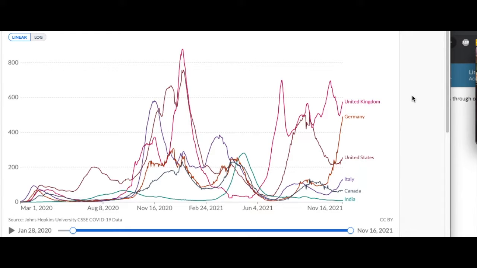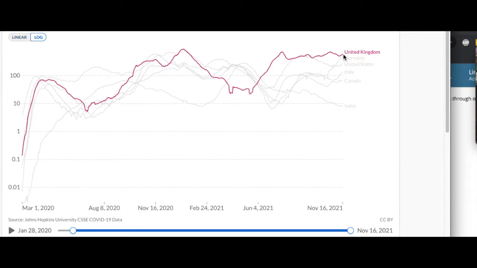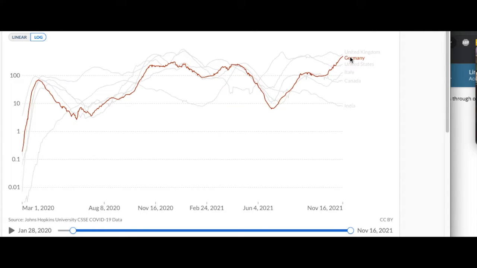So I really love Our World in Data for this kind of thing, because you can flip between linear and log graphs and it gives you a good indication of how the graphs are different. So focus for a moment on this line here, which is Germany's cases, which you'll see are spiking, and this is in the linear graph. Now let's put it to a log graph. Now Germany's cases, you can still see that they're spiking, but it's a much less dramatic rise.